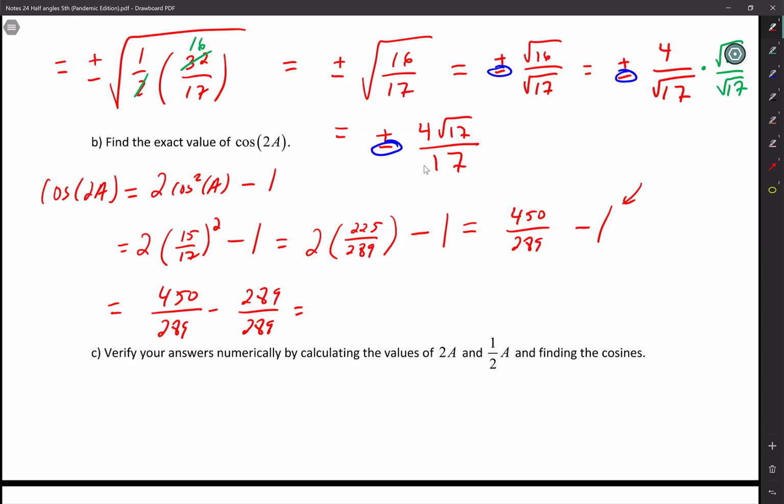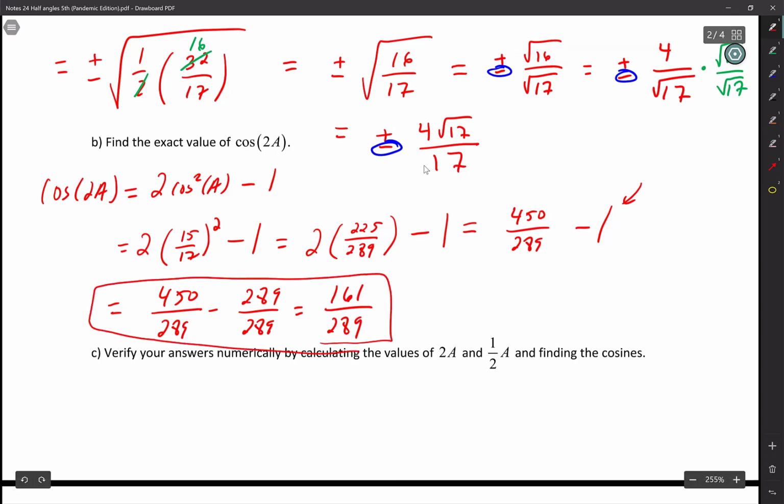Oh, I just failed epically. Let me tell you why, guys. The whole point of me showing all this detail and all this work is for me not to use a calculator. And I just realized I typed into this little calculator right here 450 minus 289. I was trying to show that you could do this without a calculator. Okay, anyways, there it is. You can do it without a calculator if you really try. This is my answer, 161 over 289.